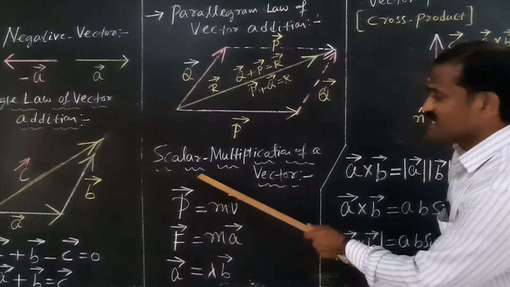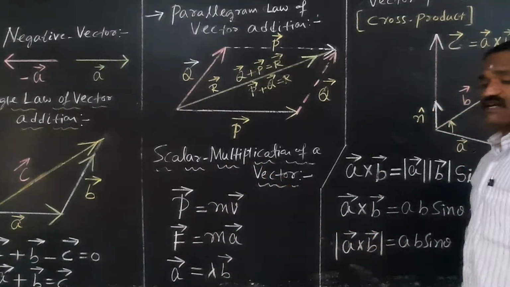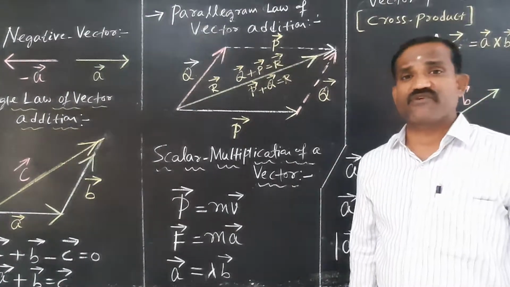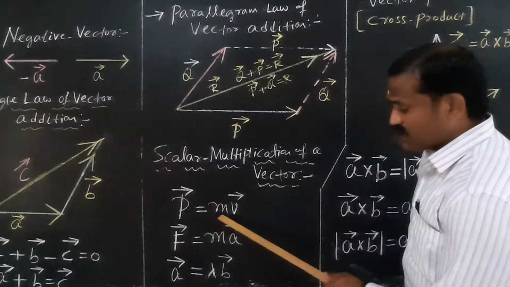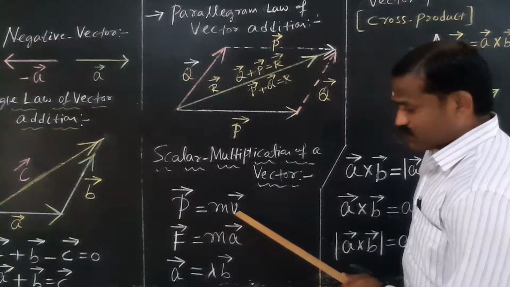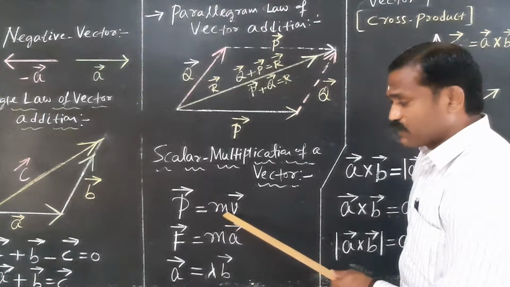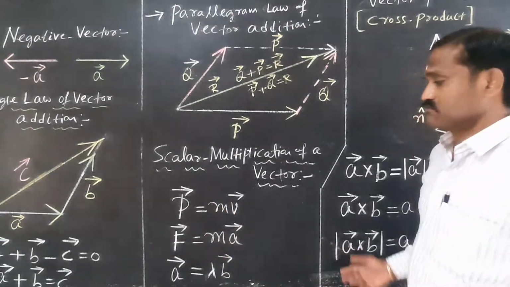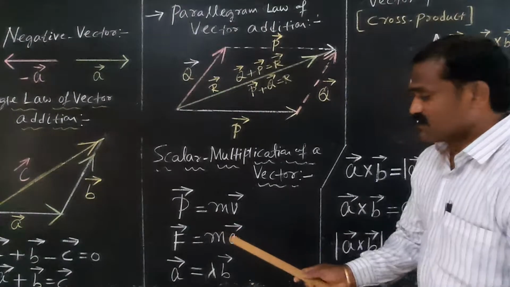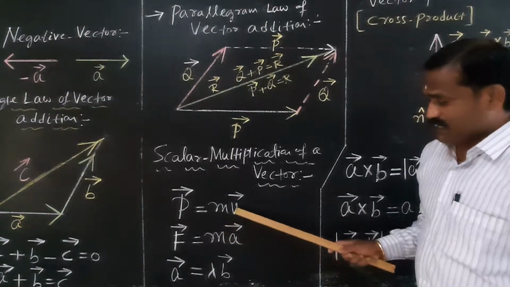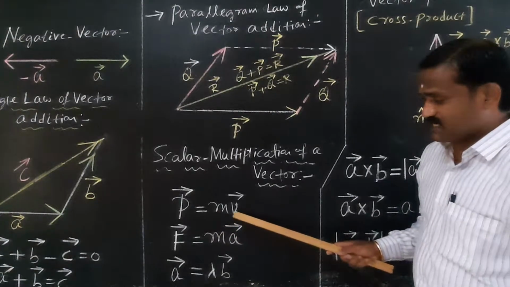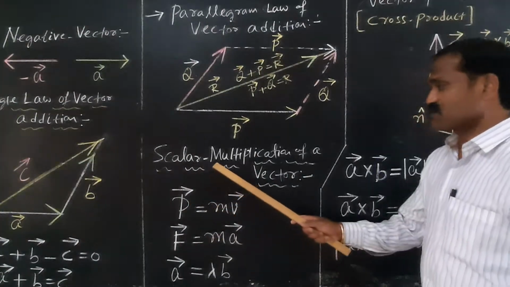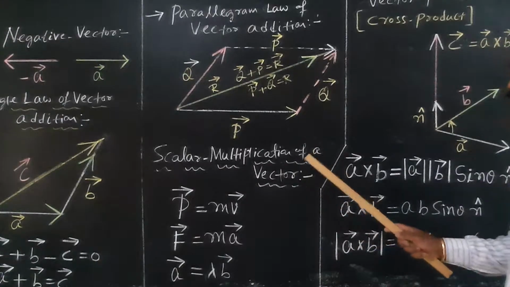What do you mean by scalar multiplication of a vector? Whenever a vector is multiplied by a scalar, the result will be a vector. Say m is a scalar. Whenever a vector, velocity, is multiplied by a scalar, the result will be a vector. This is what is called scalar multiplication of a vector.